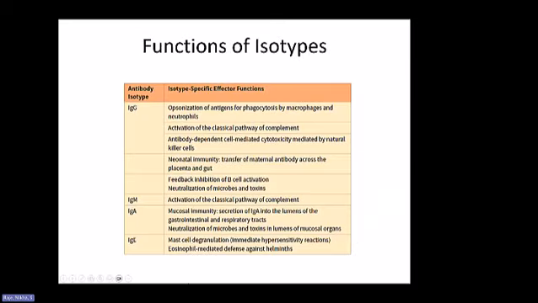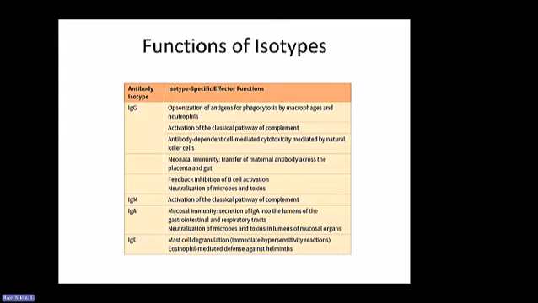So based on the isotypes, these are the different isotypes we know of, and there are various functions for each of them. IgG, as you see, has several different ways of action, including opsonization, activation of classical complement pathway. It helps with the aid of NK cells, and it provides antibody-dependent cellular cytotoxicity. It also provides negative feedback to B cell, so causes inhibition of B cell activation. And it provides neonatal immunity. That's because of transfer of maternal antibodies across the placenta and also across the gut.